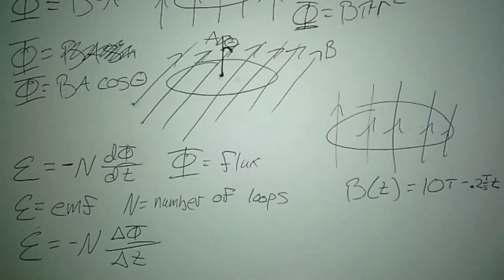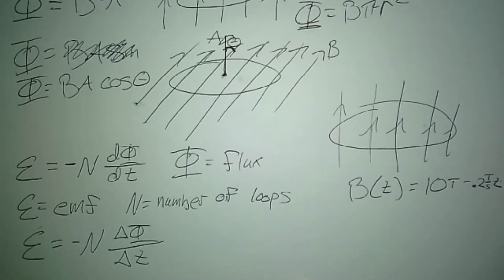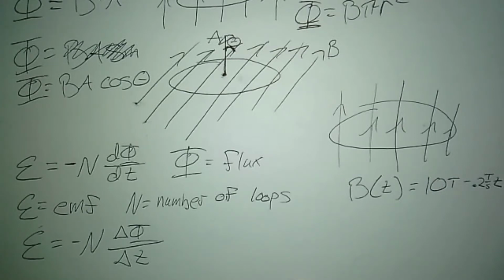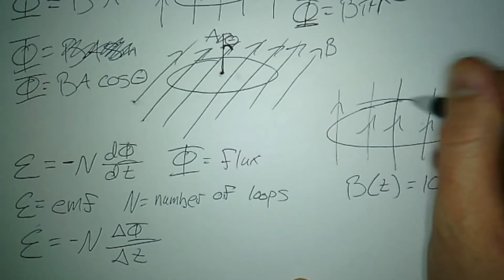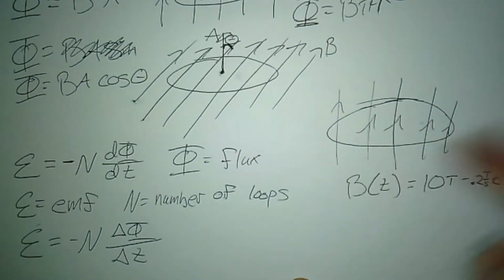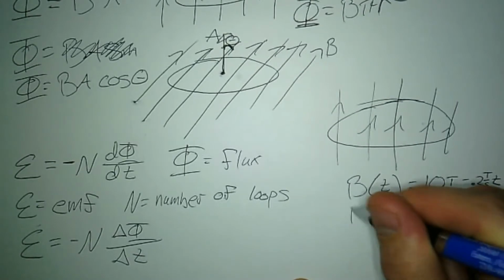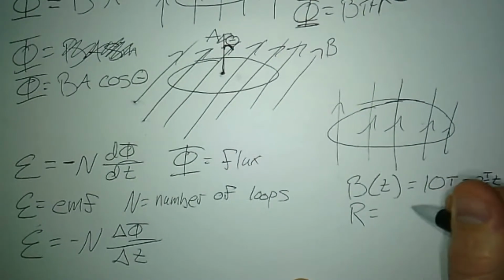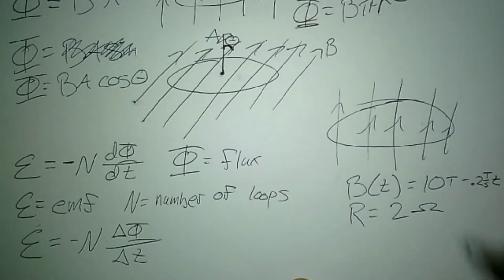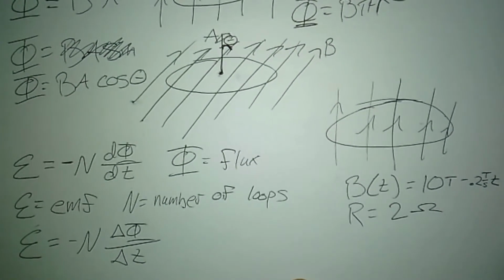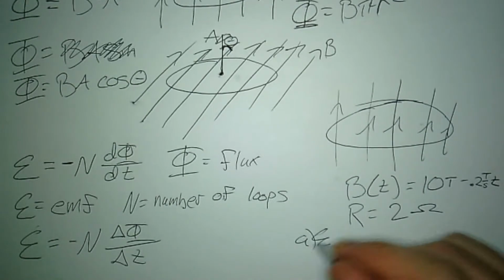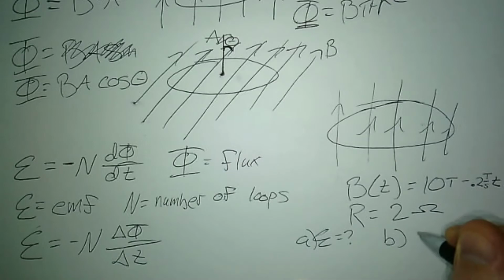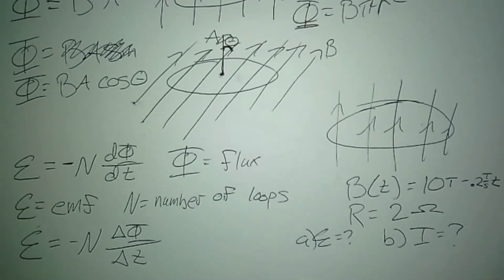So what is the magnitude of the potential difference and the current induced? To know the current induced, I would have to know that this loop of wire, which is just a single wire wrapped around, has a resistance of, let's say, 2 ohms. I like 2, it's a good, easy number. So we want to solve for A, what is the EMF, and B, what is the current in the wire.